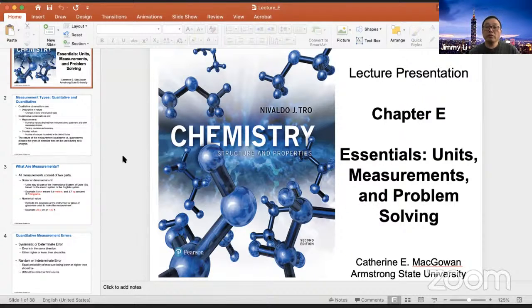Now, the essential chapter, if you already have high school chemistry, is supposed to be really a review for you. So we're going to go through chapter E, the essential chapter, pretty quickly. Then we're going to move forward to the atoms and the periodic table, and we're going to go through something called the quantum mechanics model. Once we have that model built up, we're going to go through something called electron configuration. And after we understand electron configuration, we're going to talk about periodic properties of elements.